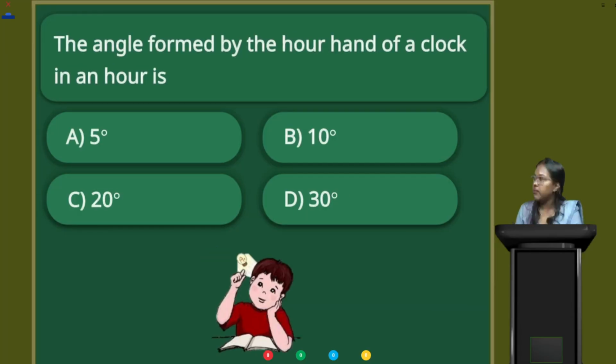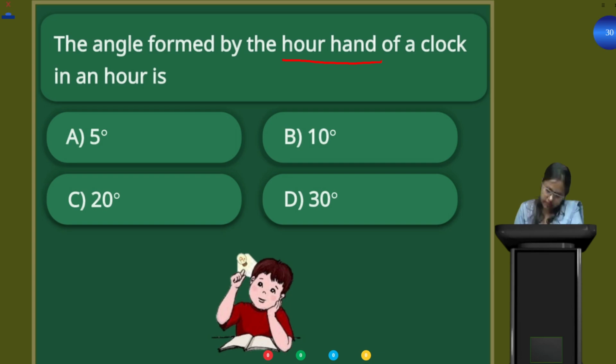Now, question time. One question is given. The angle formed by the hour hand of a clock in an hour is. The angle formed by the hour hand, it is mentioned. Previous question, it was minute hand. Now in this question, it is hour hand. So what is your answer? Option A is 5 degree. Option B is 10 degree. Option C is 20 degree. Option D is 30 degree.